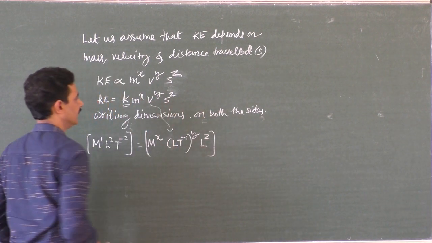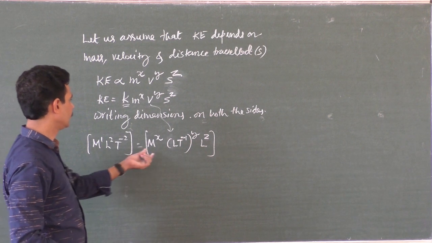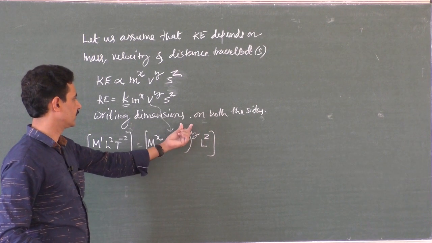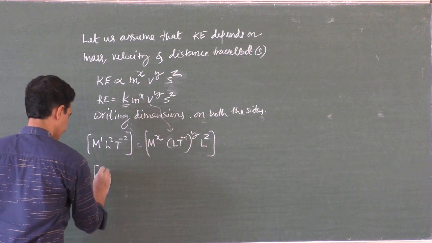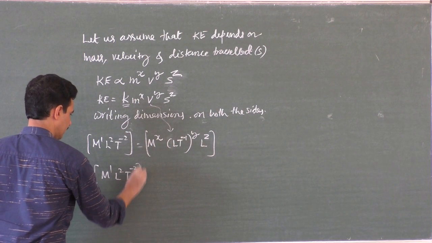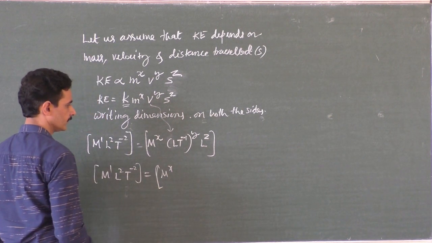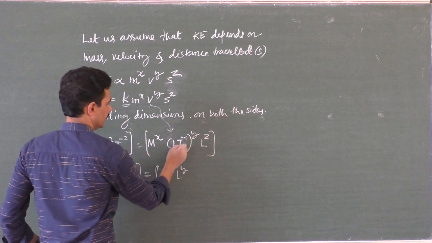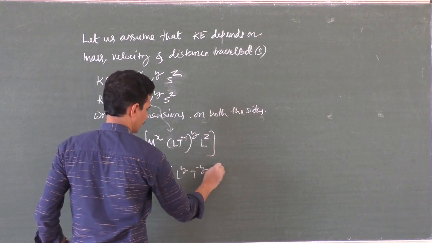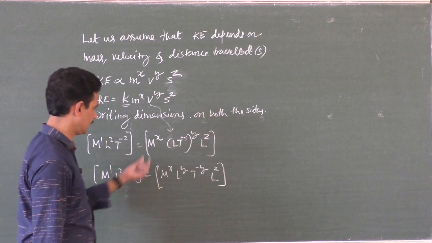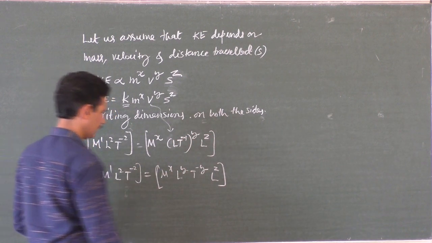S is displacement. It depends on displacement, right? L to the power z. So M to the power x, (L t to the power minus 1) to the power y, L to the power z. S is displacement. M L square t to the power minus 2 is equal to M to the power x, L to the power y, t to the power minus y, L to the power z. Writing dimensions, okay, we will move on here.